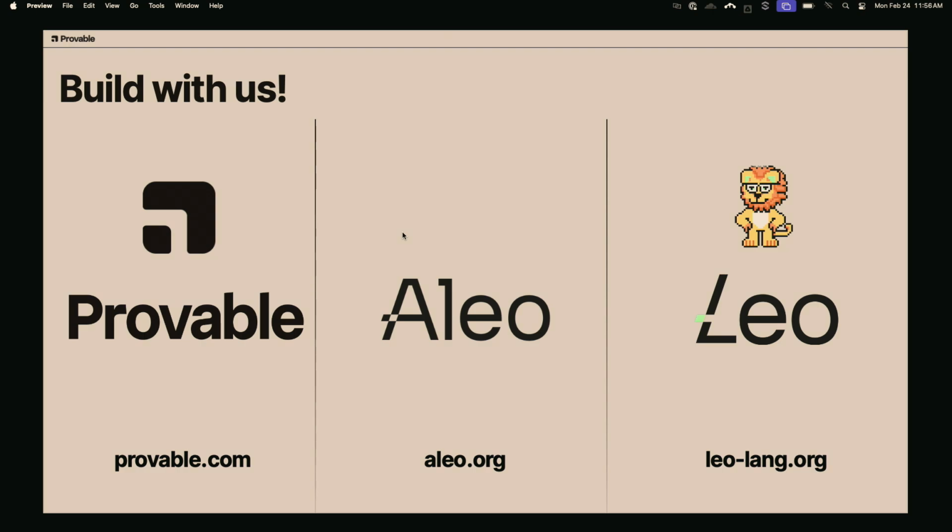Can you make a quick comparison of the Provable Aleo payments you just talked about with things like Zcash? Yeah, it's a really great question. So just to repeat the question: how do we compare payments on Aleo to something like Zcash?